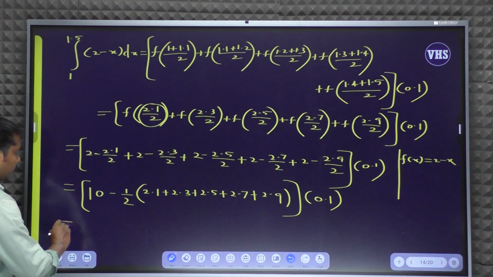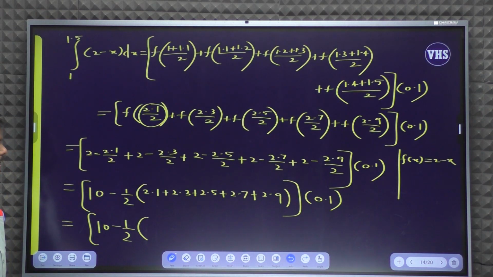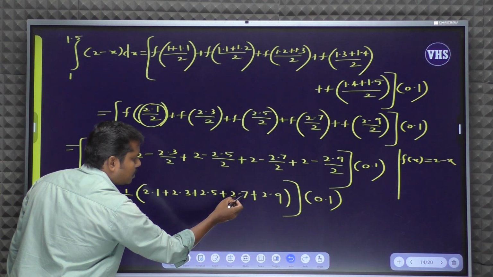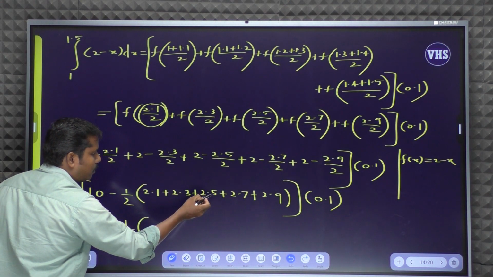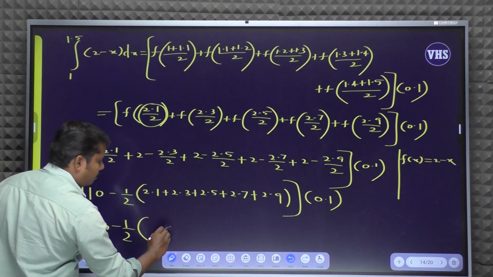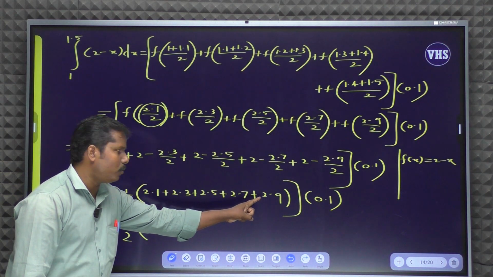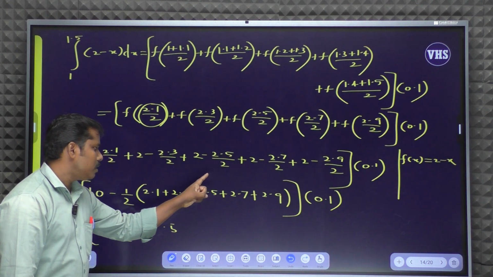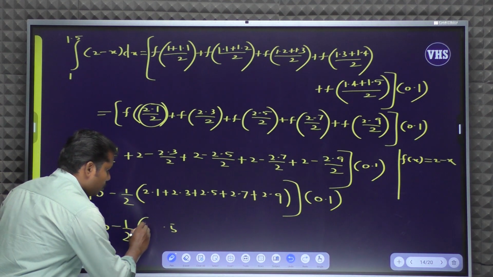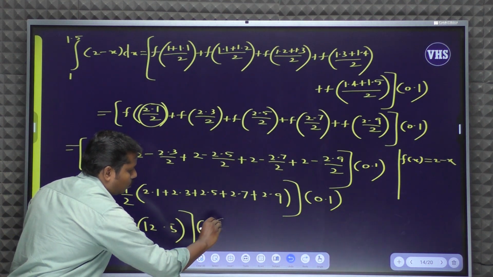And this is nothing but 10 minus 1 by 2 into, so as usual let us add decimal parts first. 9. 9 plus 7, 16. 16 plus 5, 21. 21 plus 3, 24. 24 plus 1, 25. 5. Balance 2. 2 plus 2, 4. 4 plus 2, 6. 6 plus 2, 8. 8 plus 2, 10. 10 plus 2, 12. So you are getting 12.5. Close it up. Into 0.1.